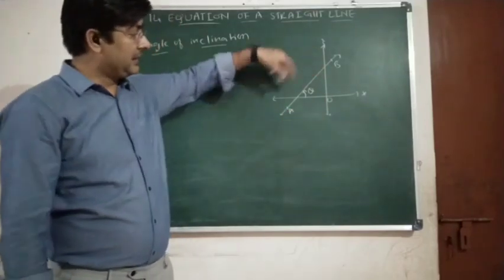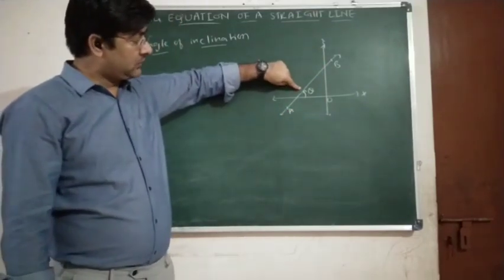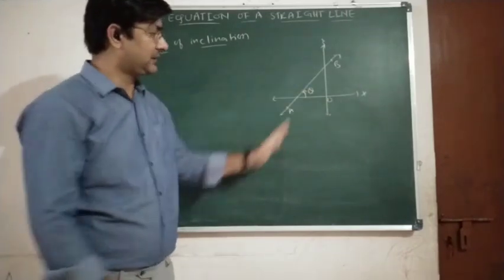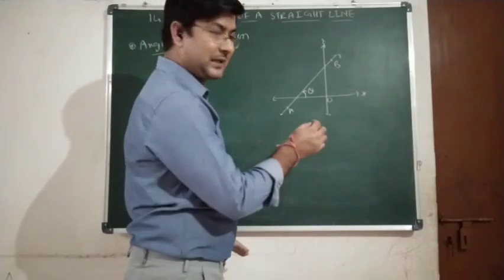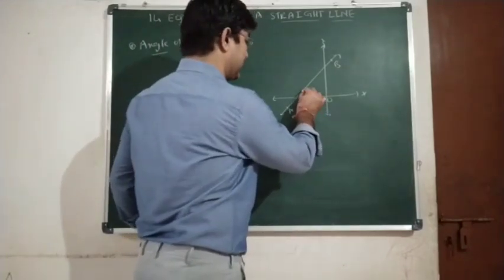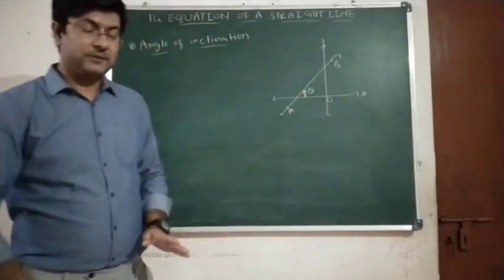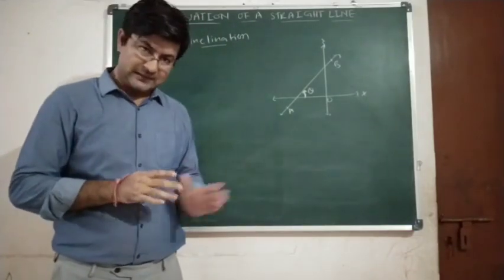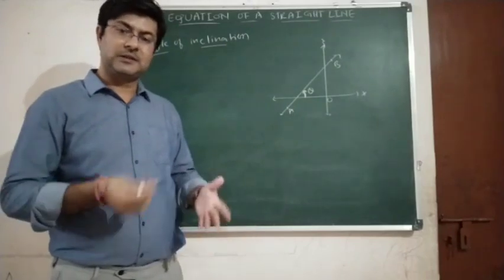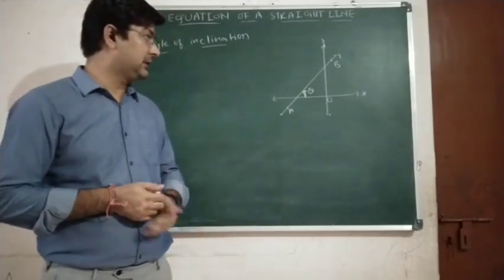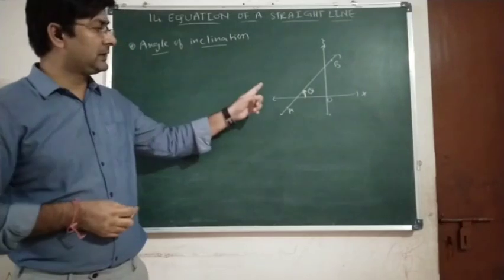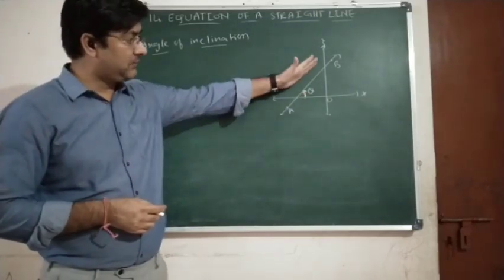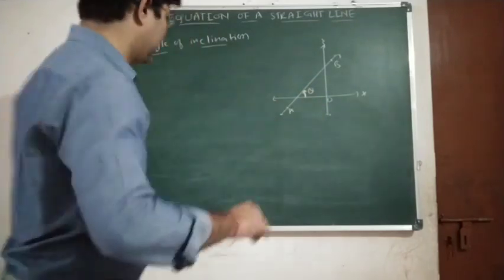A line AB forms an angle of theta with the positive direction of x-axis. Positive direction means the anti-clockwise direction. Always the anti-clockwise direction we will consider to be the positive direction, and the clockwise direction we will consider to be the negative direction. Clear? So angle of inclination is the angle theta formed by line AB with the positive direction of x-axis.